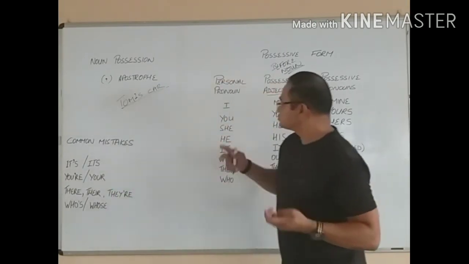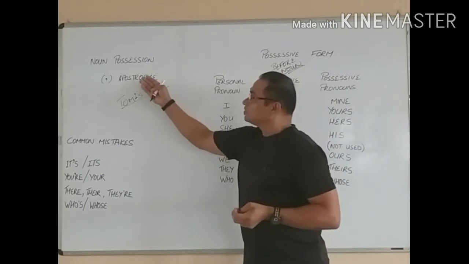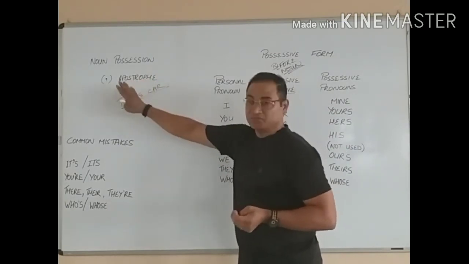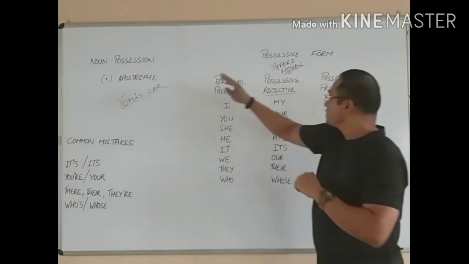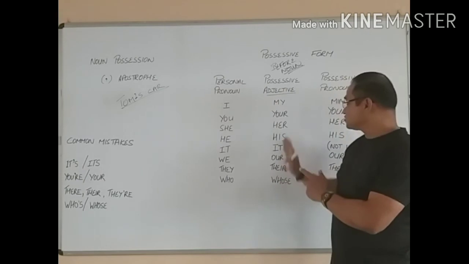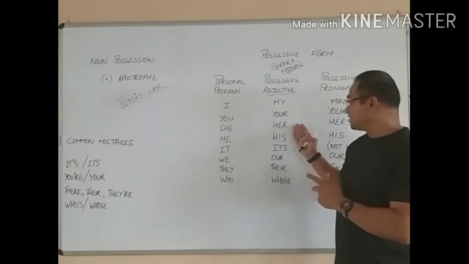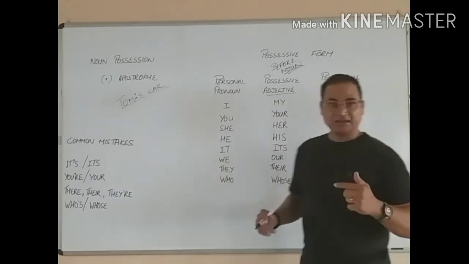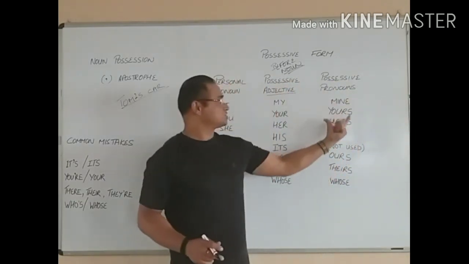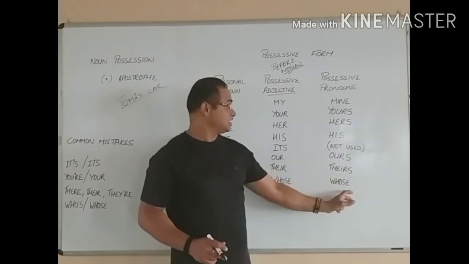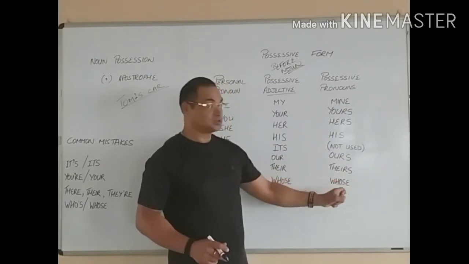So my dear friends, to sum it up, noun possession comes in with an apostrophe. Possessive adjectives come in with the singular form of these letters: my, your, her, his, its, our, their and whose. And in the plural form, if you see it's written here, leaving this is mine, you see an S right at the end, except for whose.